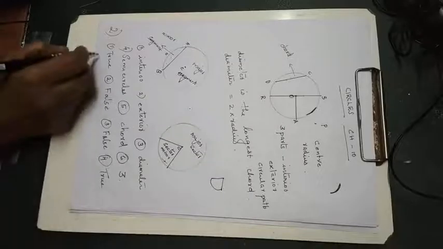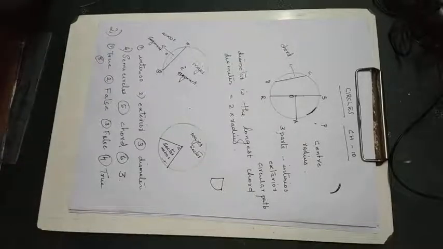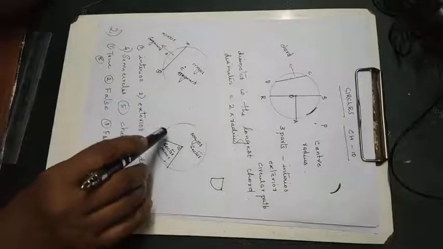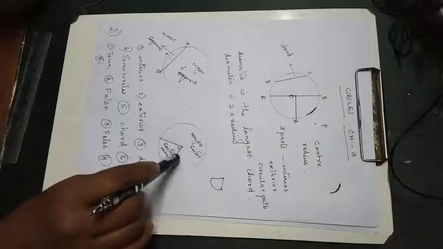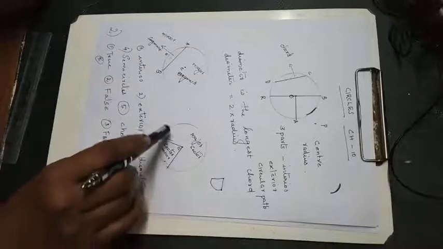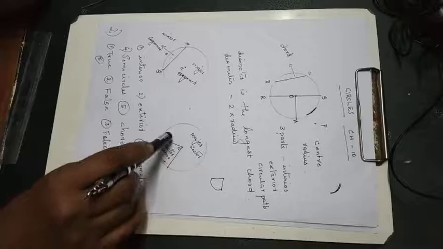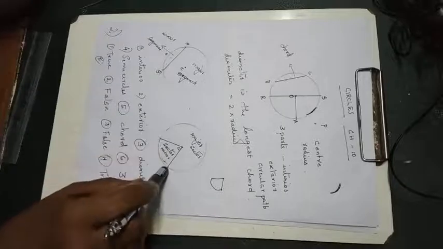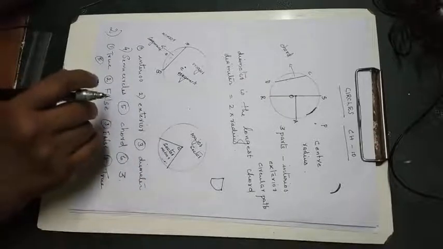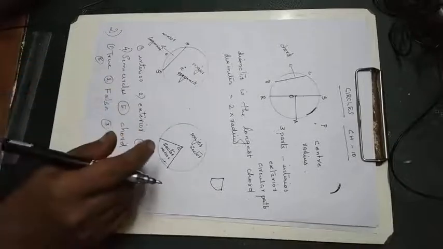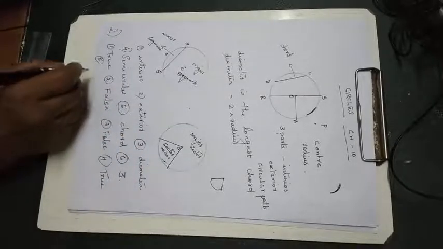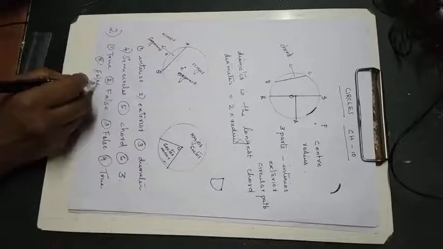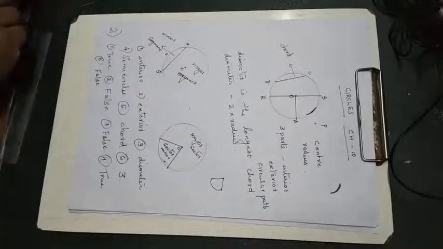Then fifth one. A sector is the region between the chord and its corresponding arc. What is a sector? That is the region between two radii and the corresponding arc. Sector means this portion. It is the region between the radii and the corresponding arc. So here it is given as the region between the chord and the corresponding arc. That's wrong. The chord and the corresponding arc, what will come? That is a segment.